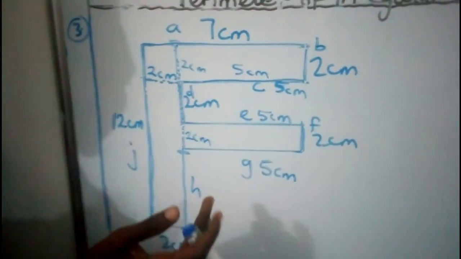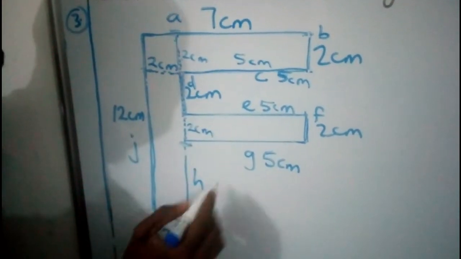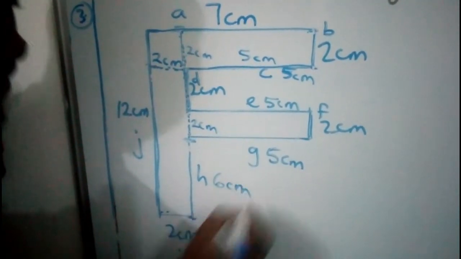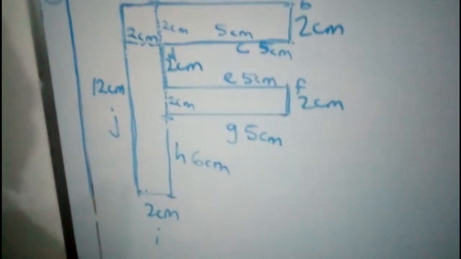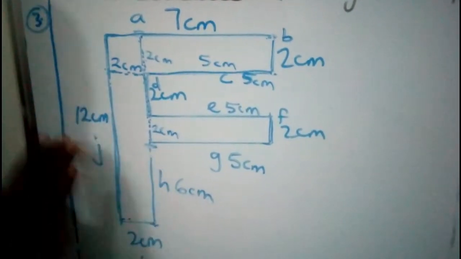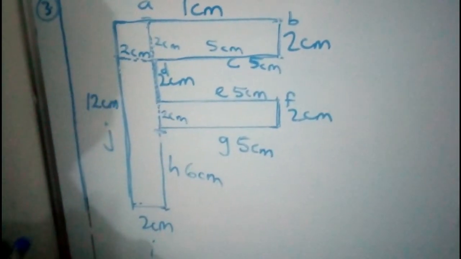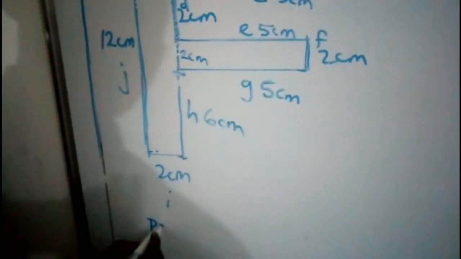Taking 6 away from 12. Out of 12, we already have 6. So the remaining one will be what? 6. That gives you H. So H is 6 centimeters. Please take time to listen to this video very well so you can get the point. So we already have all our sides now given. A is known, B up to J, we already have it known. So the next thing is perimeter. What's perimeter?